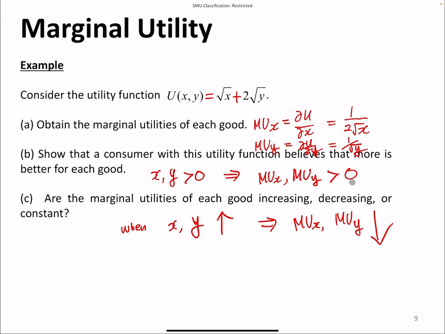utility, it's basically more is better, the monotonicity. It's increasing, your utility level increases when you have more of good x, more of good y. And the derivatives are positive, it means that your utility is increasing. And actually, you just look at this utility, root x plus 2 root y, if you have more of good x, good y, of course, you have a higher utility level.